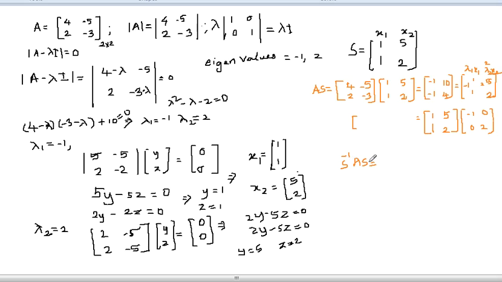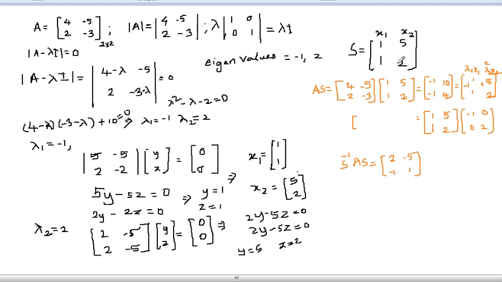S inverse A S. So S inverse, what is our S? S is this matrix. So we find the inverse of this S. So S inverse is 1 and 2. We exchange, so this becomes 2 and 1, and we change the signs of this. So it is minus 5 and minus 1.